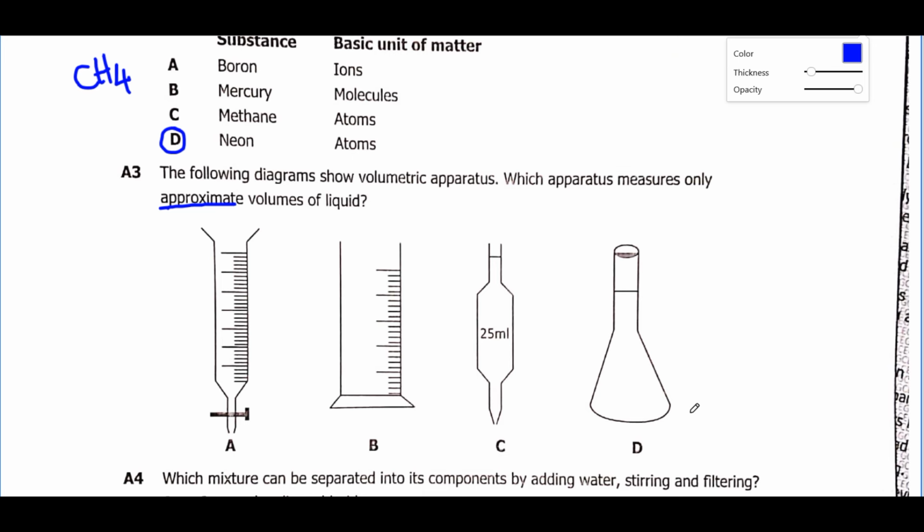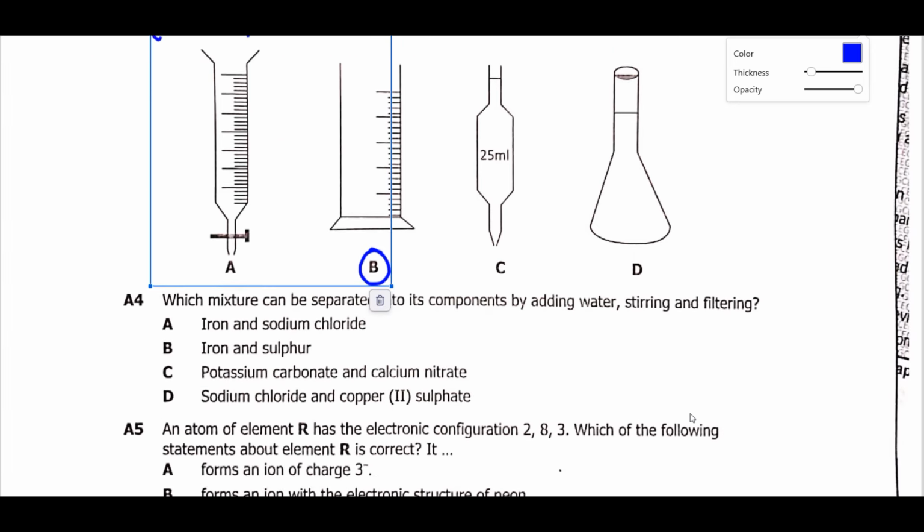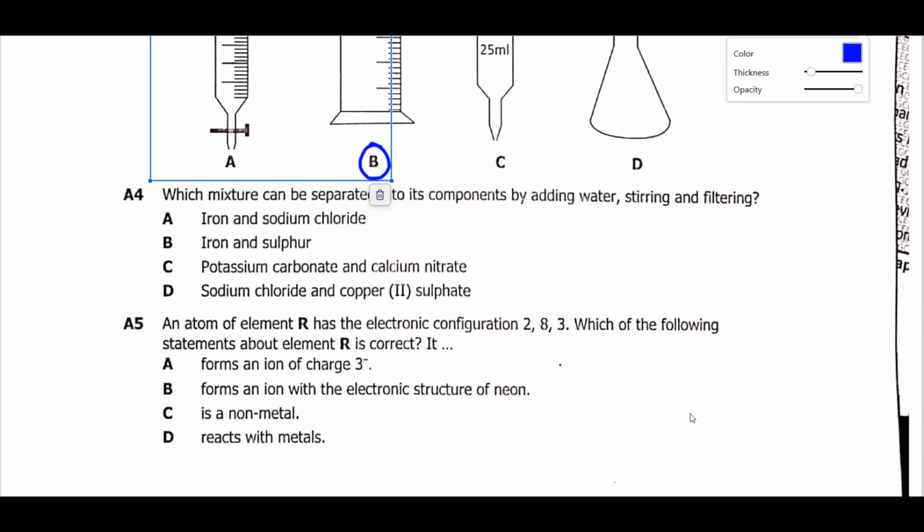We have burette, measuring cylinder, pipette, conical flask. From these apparatuses, the one that deals with an approximate, like an estimation, is this one. We go to question number 4.